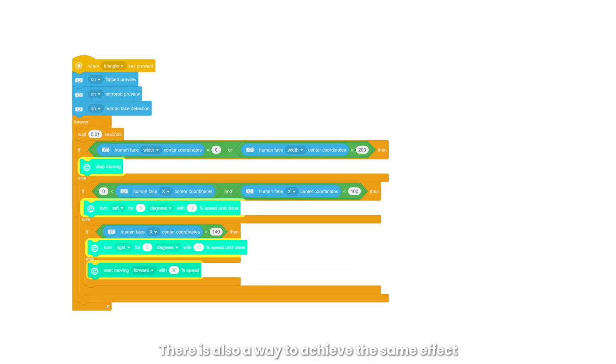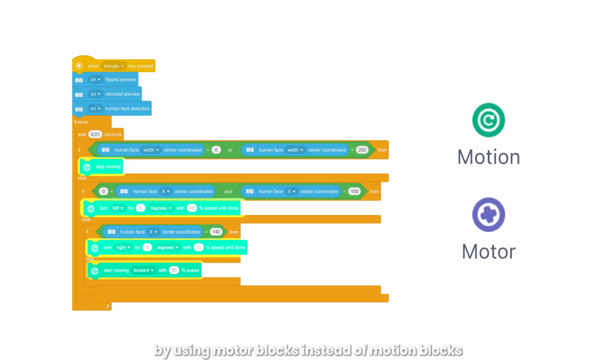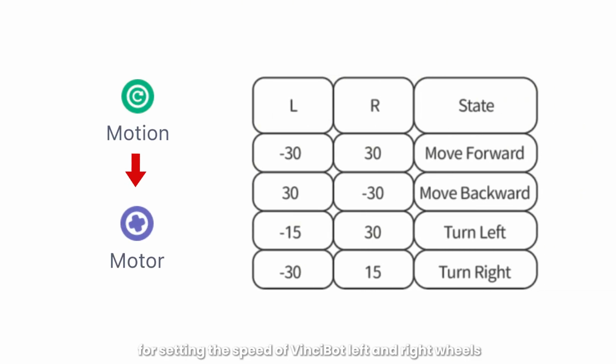There is also a way to achieve the same effect by using motor blocks instead of motion blocks. Refer to the following motion status for setting the speed of VinciBot's left and right wheels.